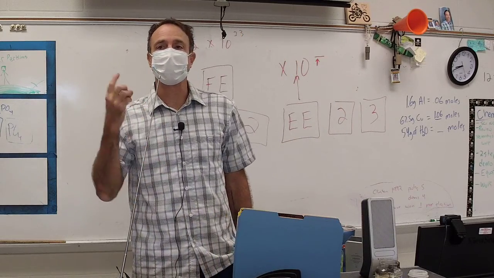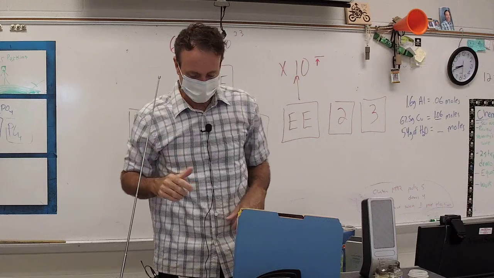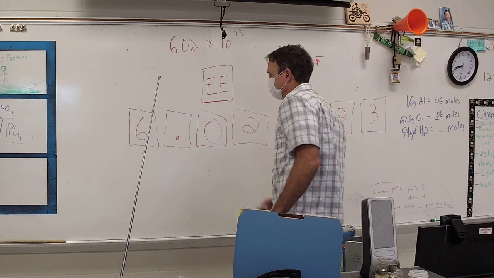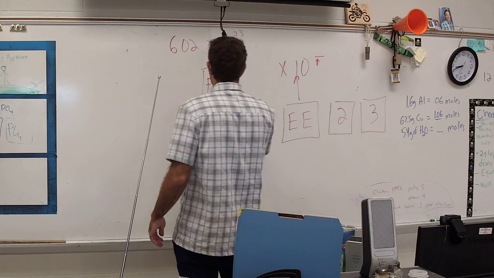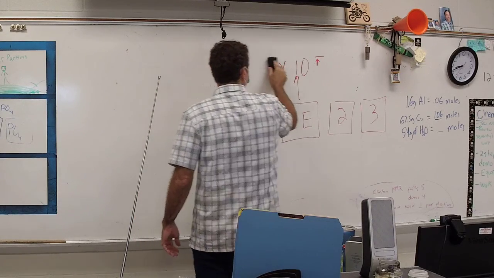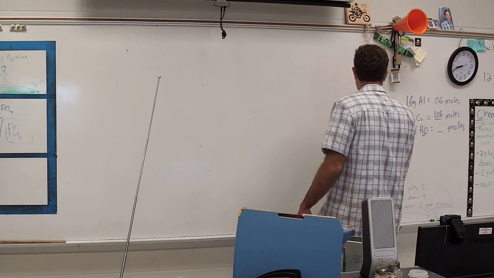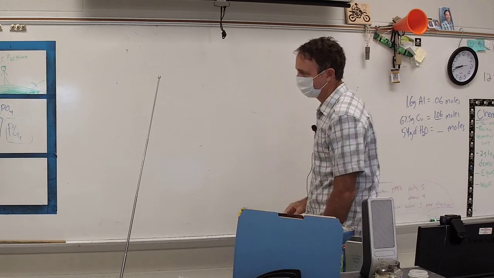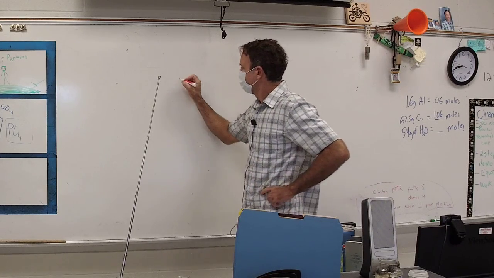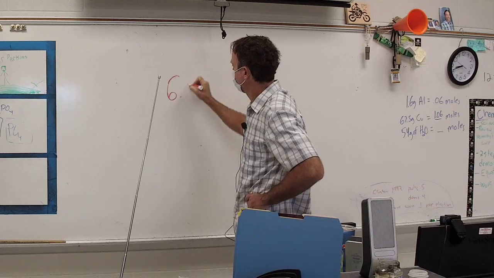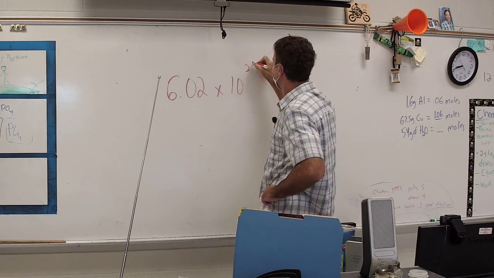All right. Now, let's just talk a little bit about what these numbers mean or how to manipulate these large numbers. 6.02 times 10 to the 23rd obviously means 602 and 21 more zeros, okay?